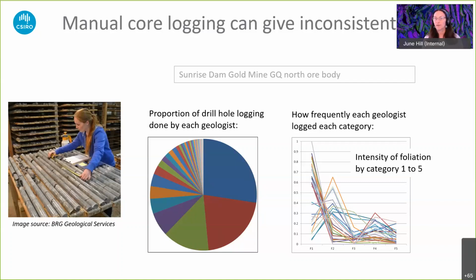And the second plot there, you can see a line graph. That's the proportion of meters that each geologist categorized by foliation intensity. And you can see the problems here. It was really important to get the foliation intensity right because this was a shear hosted gold deposit. And you can see some geologists wanted to have no F1 category and some geologists wanted most of their data to fall into F1. Now this could be real, it could be that some were mostly logging shear zones and some weren't, but when we actually came to build the geology model, we found that you couldn't correlate from one drill hole to the next where they used the foliation intensity.